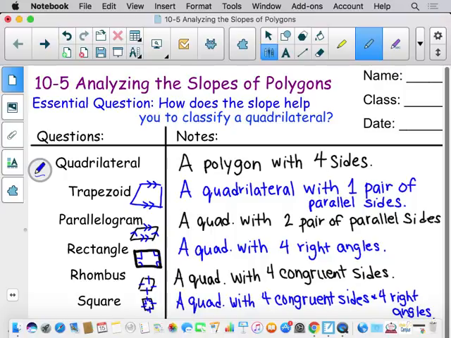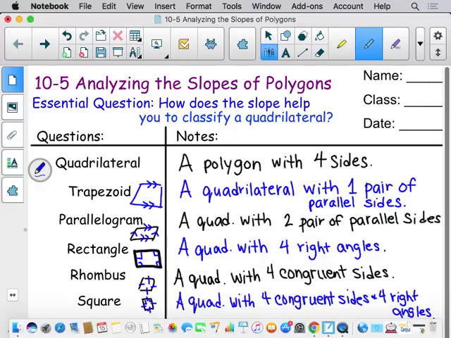Okay. So, we are going to be working in this section with all of these different types of quadrilaterals, maybe trapezoid, parallelogram, rectangle, rhombus, or square. 5 different kinds of quadrilaterals. And we are going to be using the slope and the distance formula to help us classify quadrilaterals. So the slope and the distance formula.